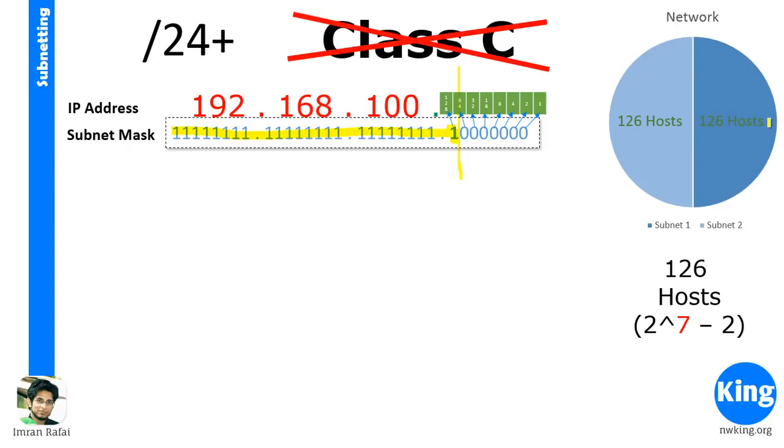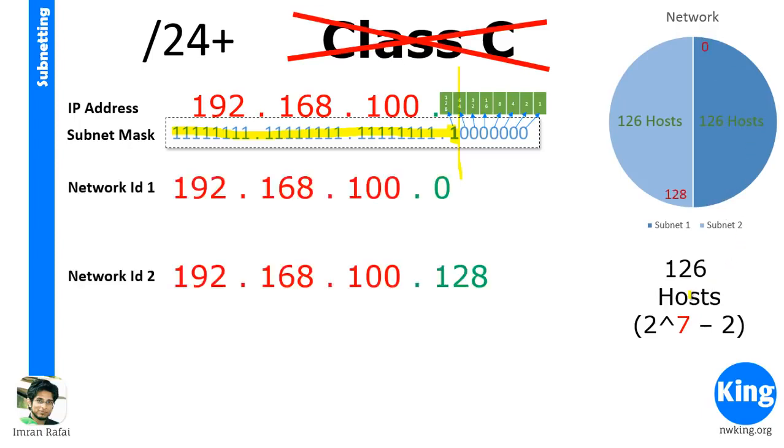So 126 hosts plus one network ID and one broadcast ID makes 128. So what do we do? Let's do this. The network ID of the first one is always 192.168.100 and make this part 0. So that is the first network, the first subnet, and that's the network ID. To get the second network ID, all you do is add the place value.